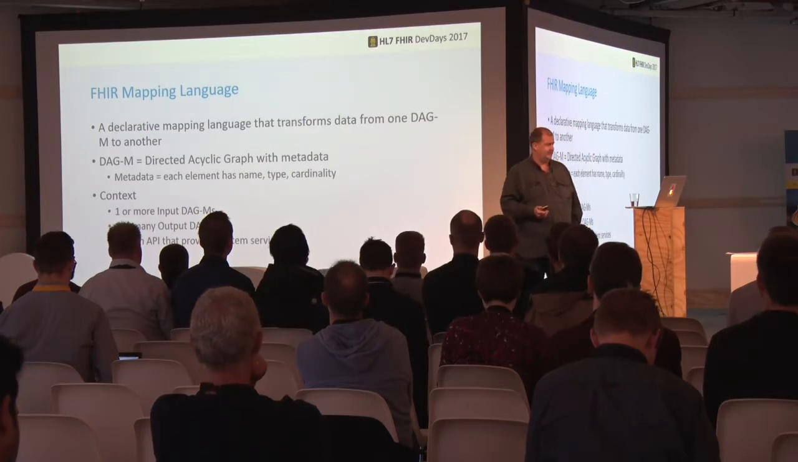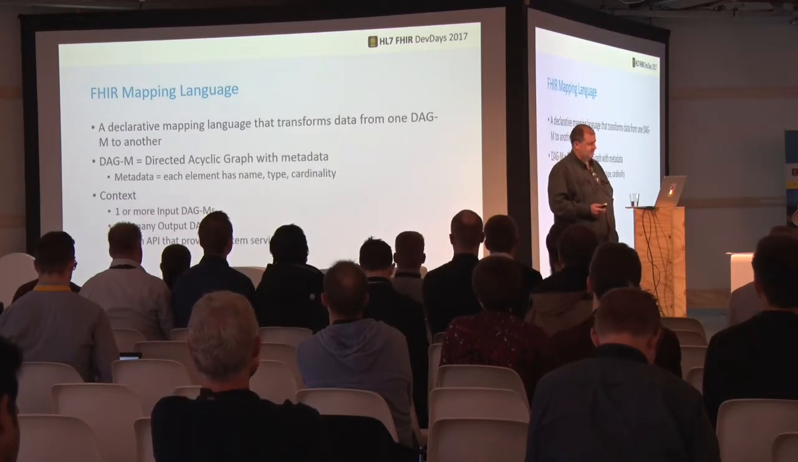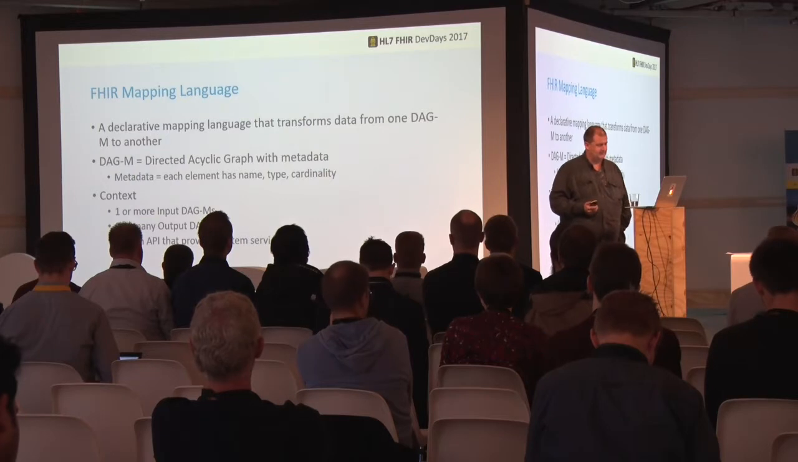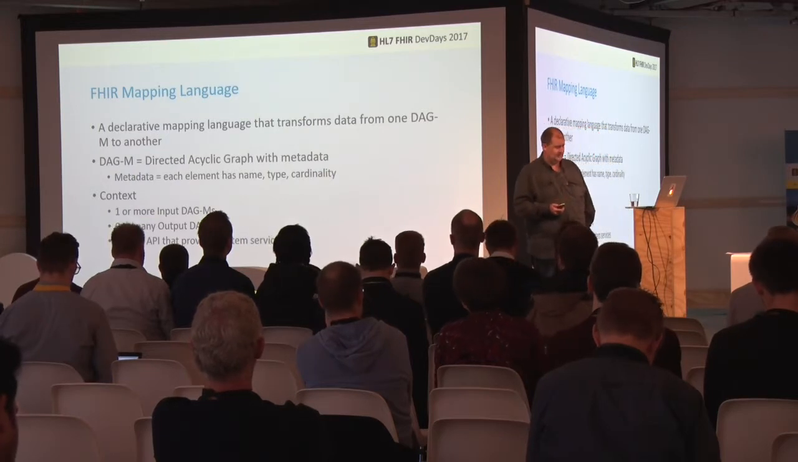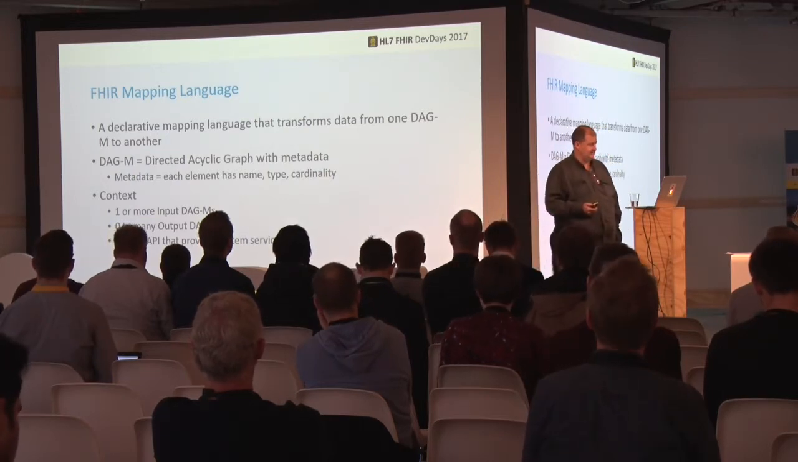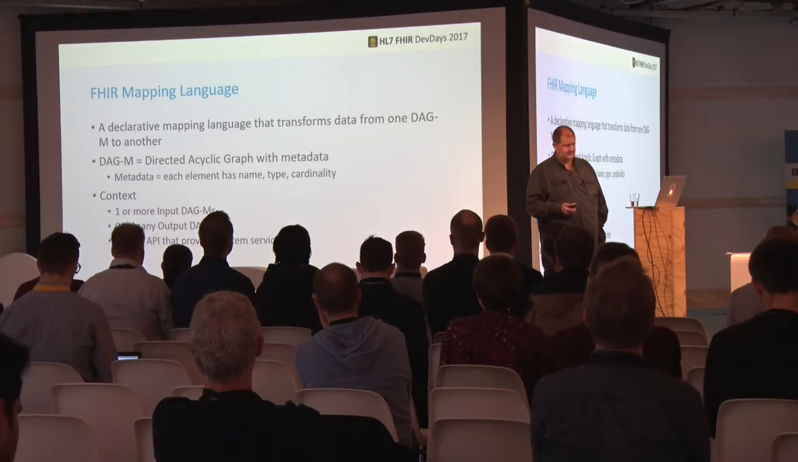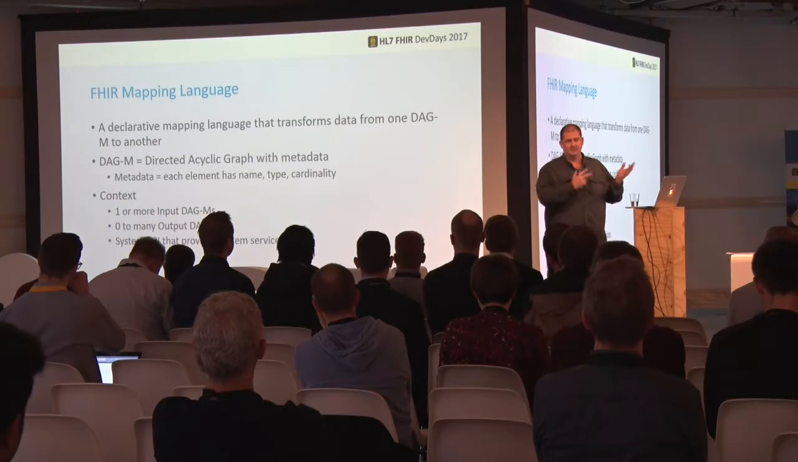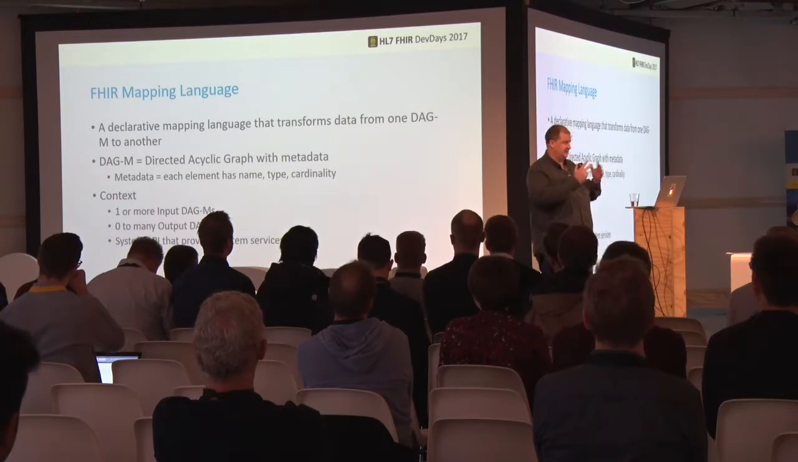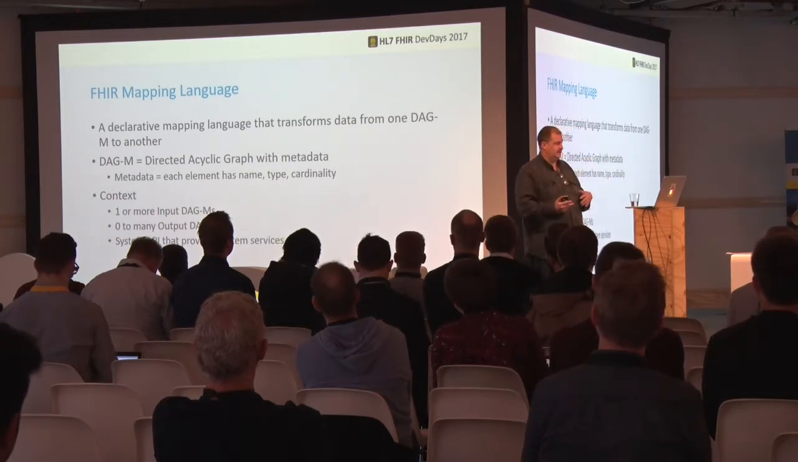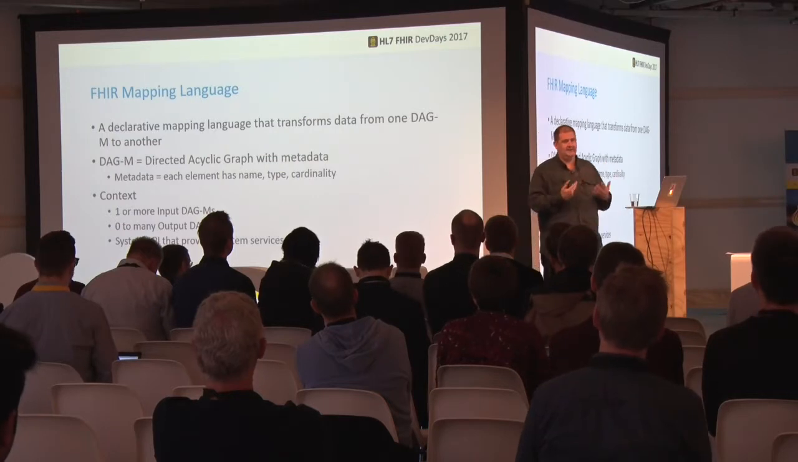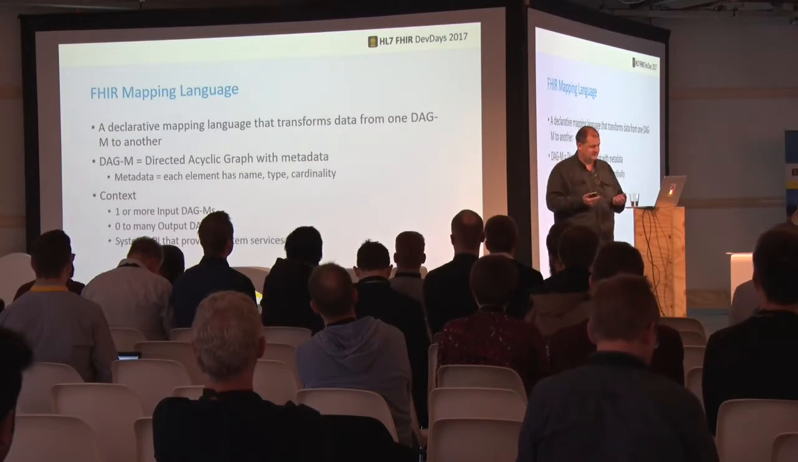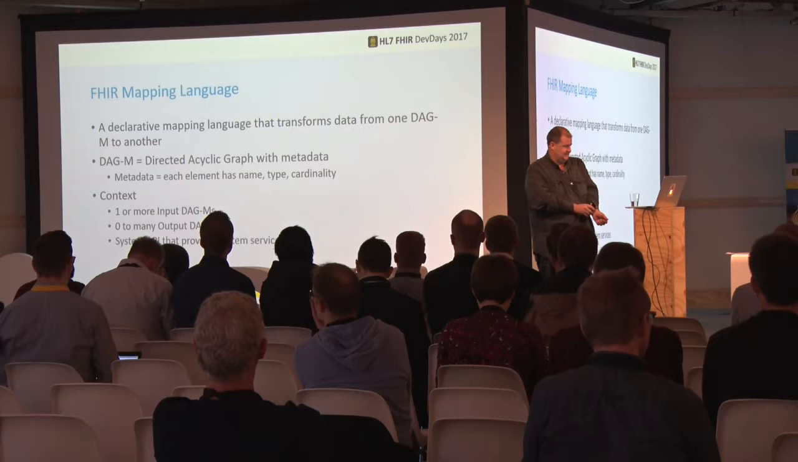Finally, we defined an actual mapping language. This is a declarative mapping language that transforms data from one directed acyclic graph with metadata to another. We're not interested in bytes, we operate at the object level. You have a set of objects in some kind of a tree, and the objects will be marked up in a way that's available to the engine with a name, type, and cardinality.